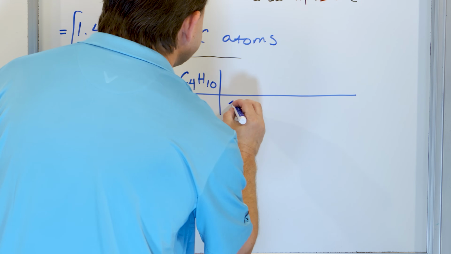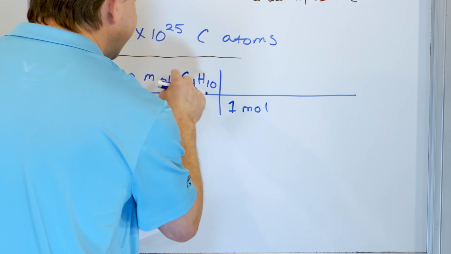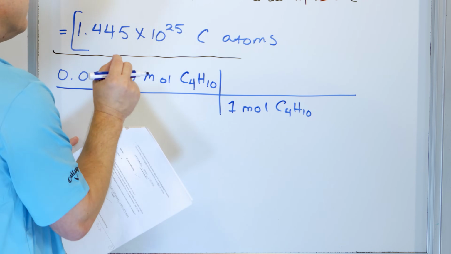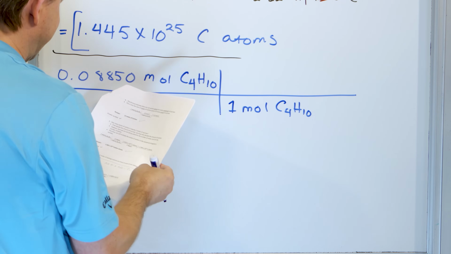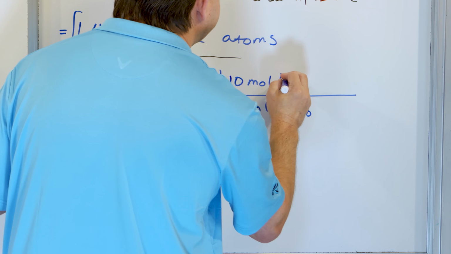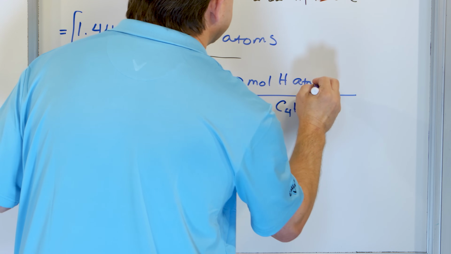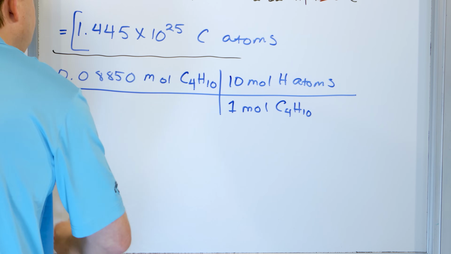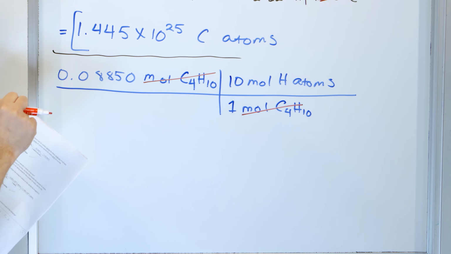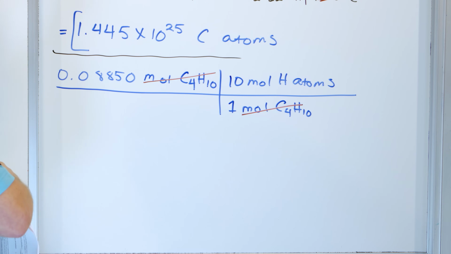Well, I know that 1 mole of this stuff, C4H10, how many moles of hydrogen atoms will there be in there? Well, there has to be 10 moles of hydrogen atoms in there, right? And then what does that do? That cancels the moles with the moles, and so the only unit you have left is the unit that you're trying to calculate, the number of atoms.